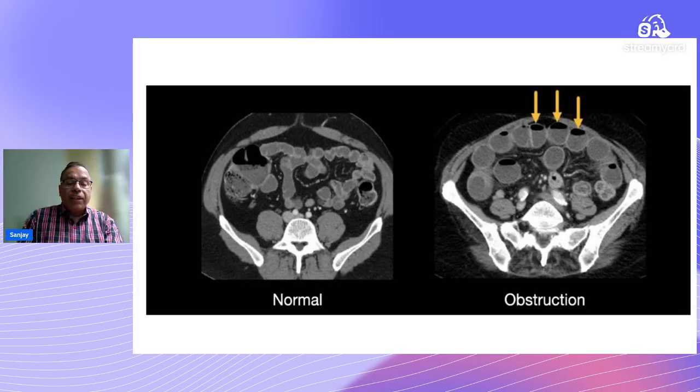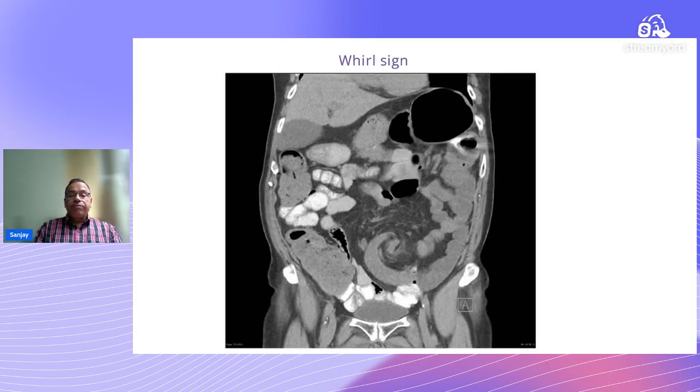So this is a typical CT scan. On the left side is normal, and on the right side you can see obstructed bowel with air fluid levels. Now, this is a whirl sign which is seen in cases of intestinal obstruction, especially because of malrotation or volvulus of either the midgut or the sigmoid colon. Okay, so this whirl sign is normally seen in cases of rotation of the gut or volvulus around its long axis. This is a classical whirl sign or whirlpool sign, as it is also known.